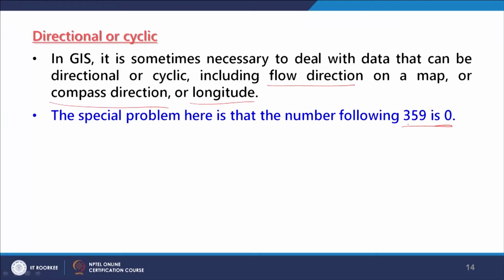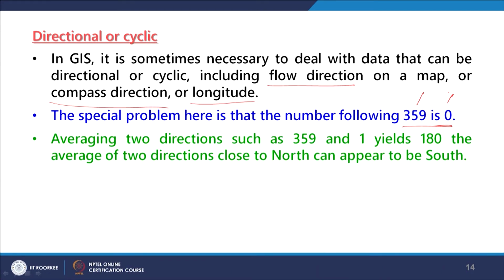So, longitudinal is also cyclic. A spatial problem is the numbers, because after all these values are stored as numbers. 359 is 0, because the next number is going to be 0 or 360. But if I perform an arithmetic operation on these two numbers, 359 and 0, then I am going towards south, that is incorrect.